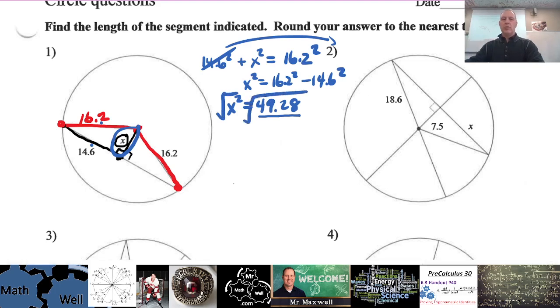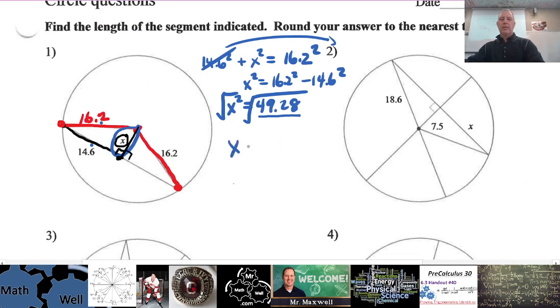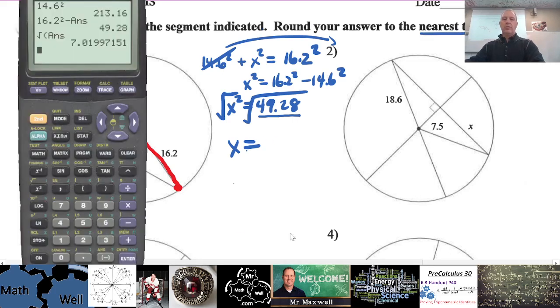So we'll take the square root of both sides, and I'll use my answer function again. The answer key on your calculator is really handy. So 7.01997 or 7.02. Did you get that? X equals. Now they just have one decimal place, and it says here to the nearest tenth. So that's just one decimal place. So rounded properly is going to be 7 point what? Should that stay as 0 or should that go to a 1?